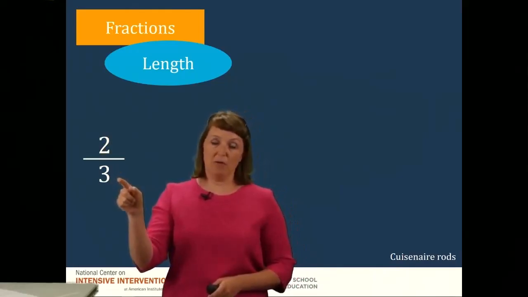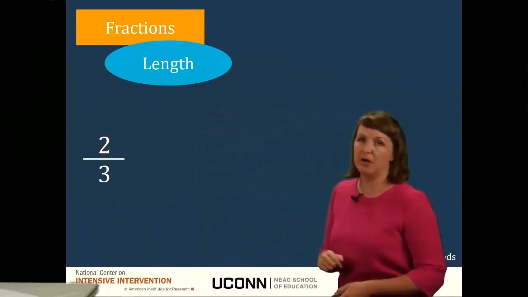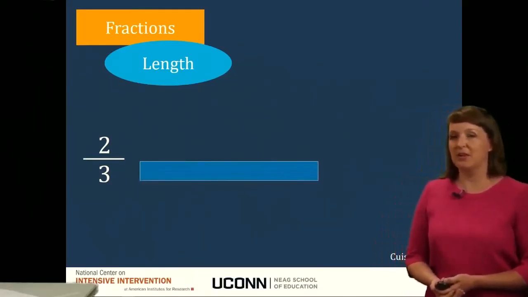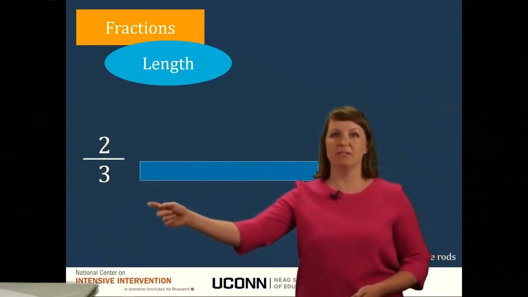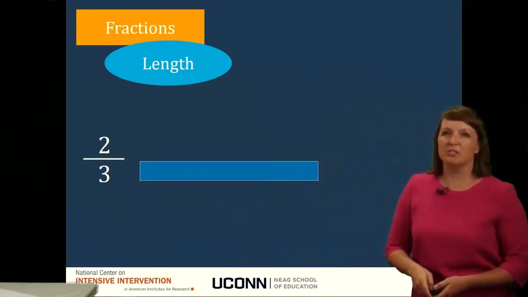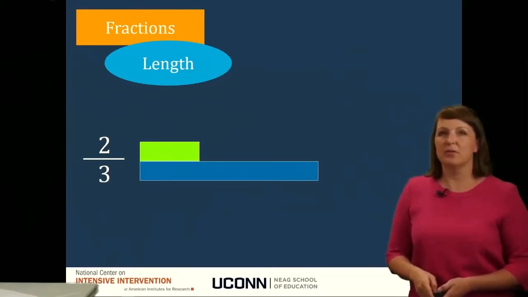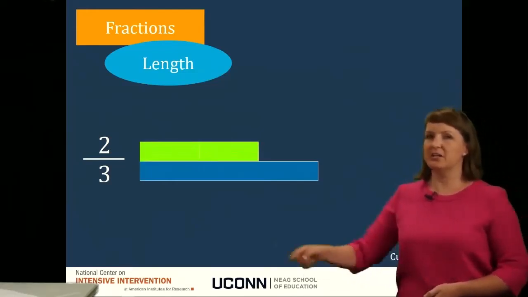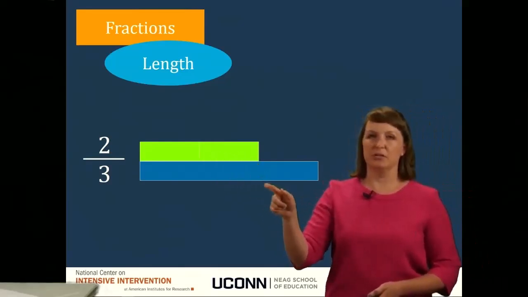So here I have a whole, and that whole is broken into 3 parts. So I'm going to find a whole, and I've still got my length model. Here I've got my 0, and over here this represents 1. And then I'm going to break that whole into 3 equal parts and show 2 of those parts. So here is the fraction 2/3.